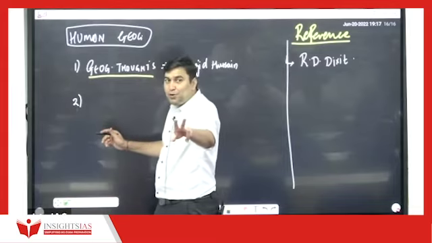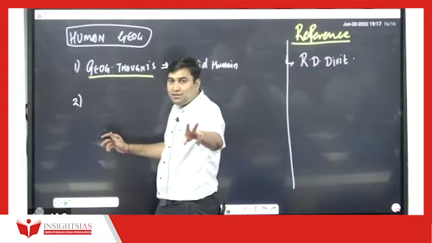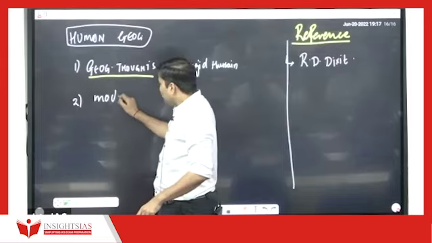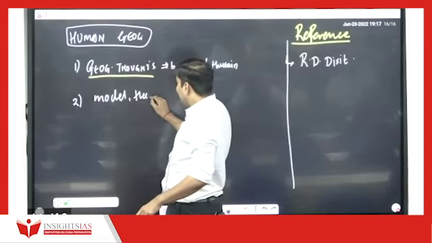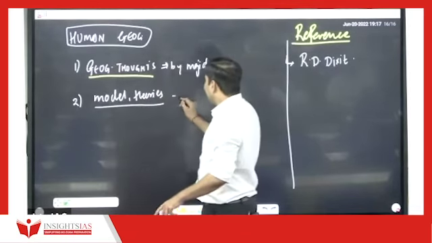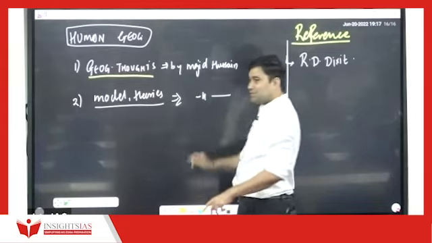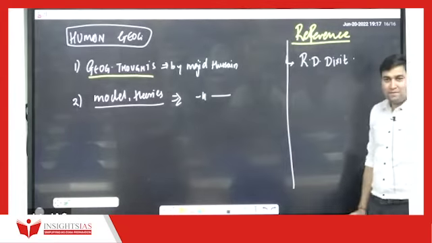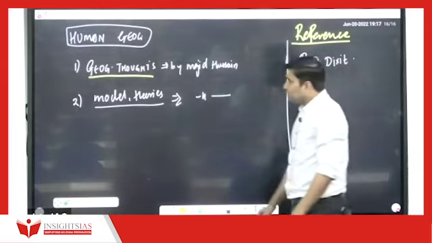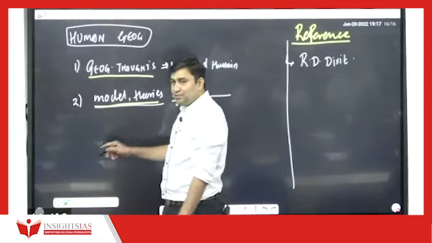Second chapter, most important, which I told you. Tell me in human geography, models. So for models, there is the book Models, Theories and Laws by Majid Hussain sir. Is it clear? This is also a compulsory book.